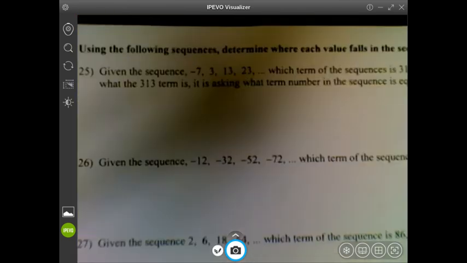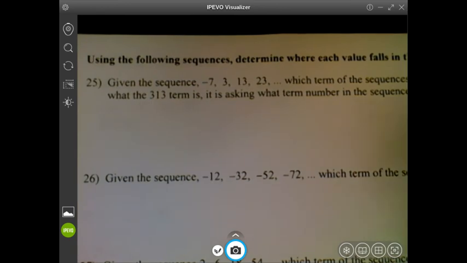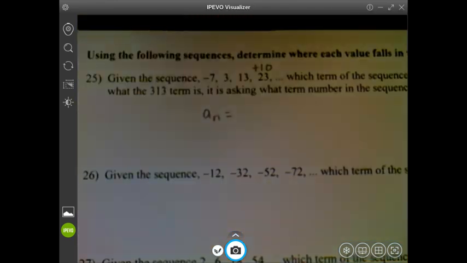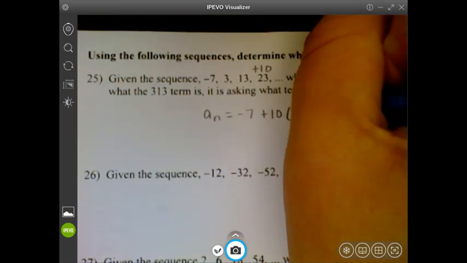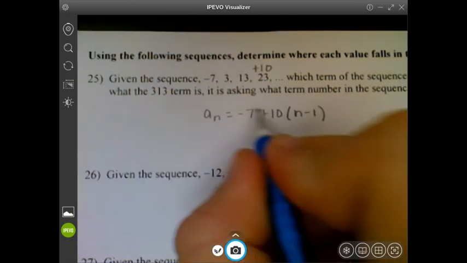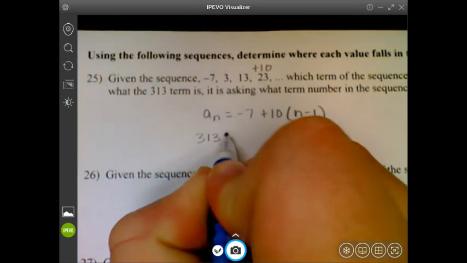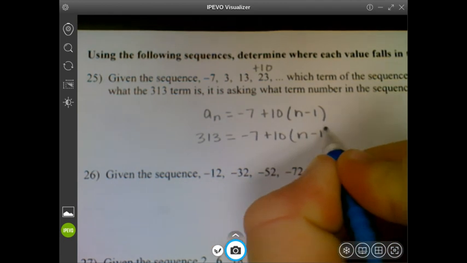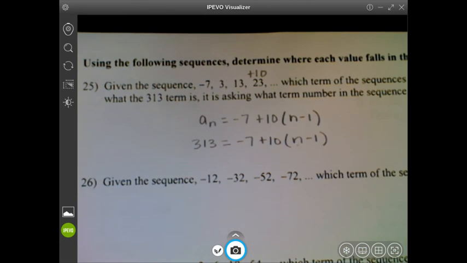So the best place to start is first identify what kind of sequence it is. This one's arithmetic, right? It's adding 10 every time. So we can actually write ourselves an equation here. A sub n would be -7 plus 10 times n minus 1. And we want to know what n value do we plug in so that we get 313. So when does the sequence have the 313 value? So we're trying to figure out what is that n that we have to plug in there.